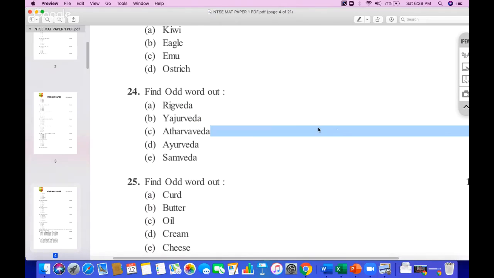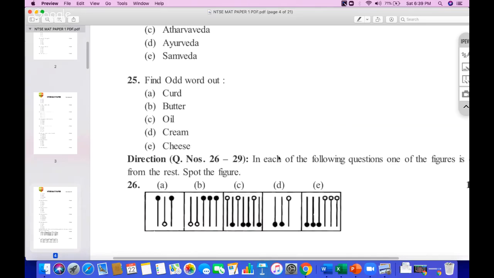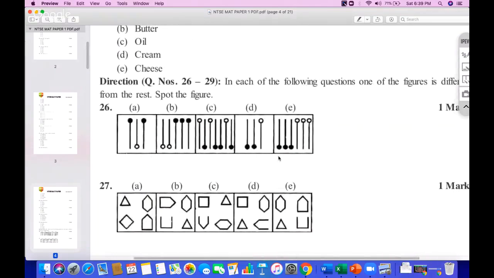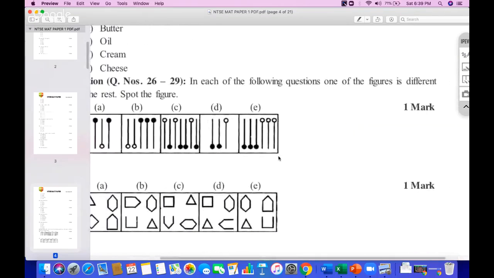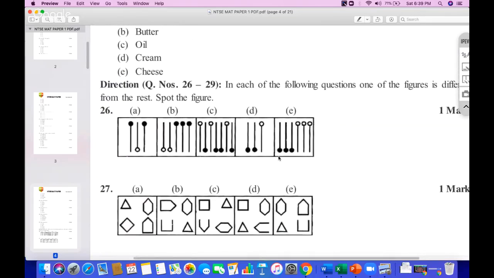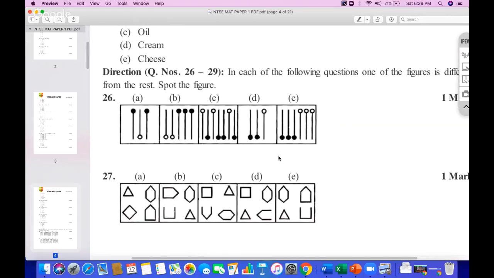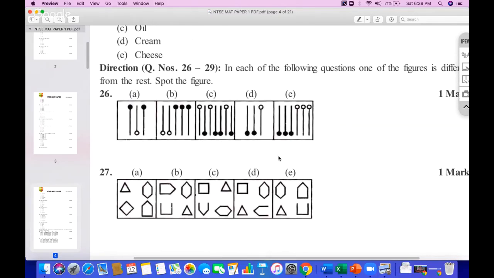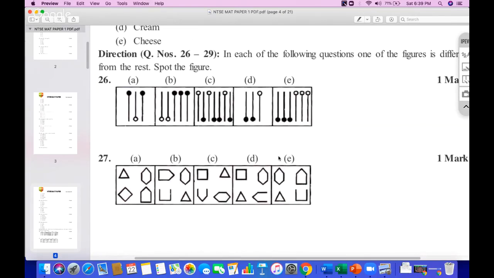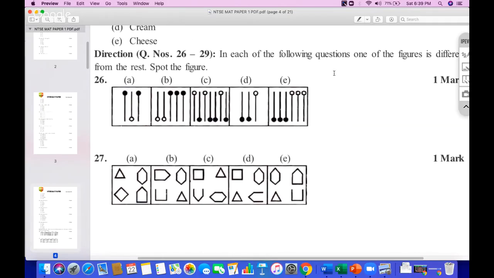Now let's go to question. So read the question first. From 26 to 29, you have to find odd one out. 26 to 29, I am writing here.